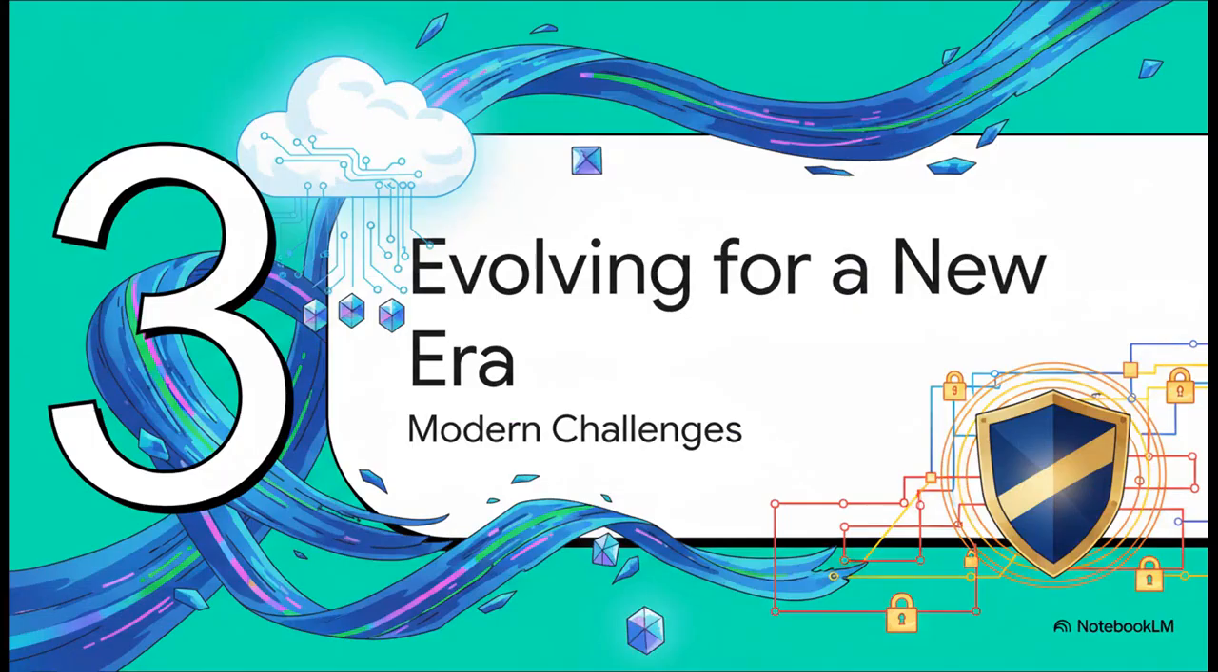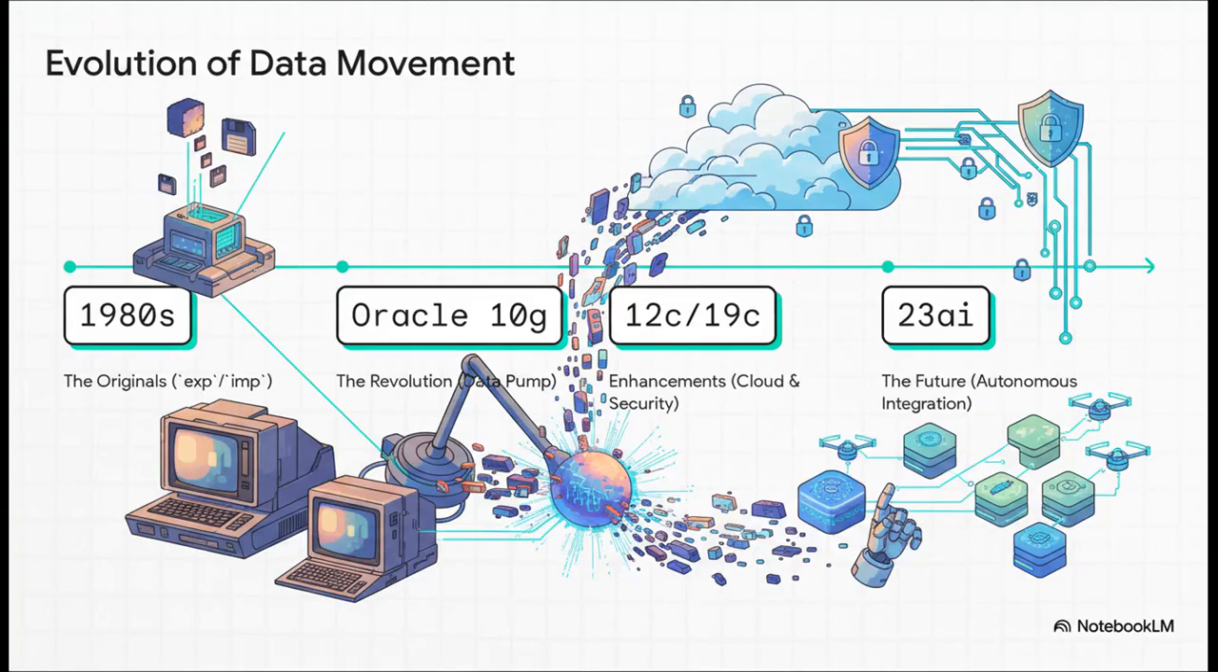But the story doesn't stop with Oracle 10g. As the whole IT landscape kept changing, with the rise of the cloud, faster networking, and way more security concerns, Data Pump had to evolve right along with it. This timeline really lays out the whole journey, doesn't it? After that revolution with Data Pump and 10g, the focus started to shift. The internet, the cloud, the constant threat of security breaches. All this meant the tool had to adapt. Versions like 12c and 19c were all about adding features for this new, super connected world. And now, with 23ai, we're jumping into a whole new phase, one that's driven by AI and automation.